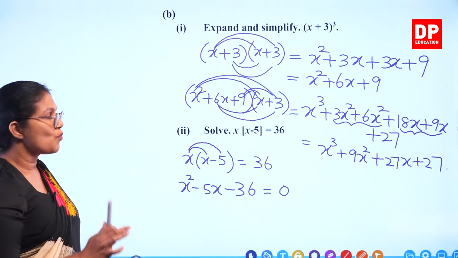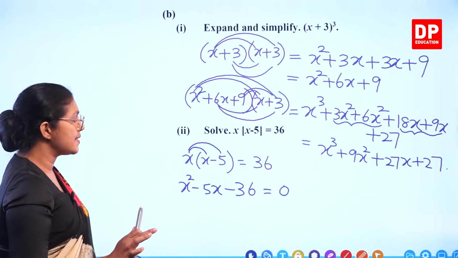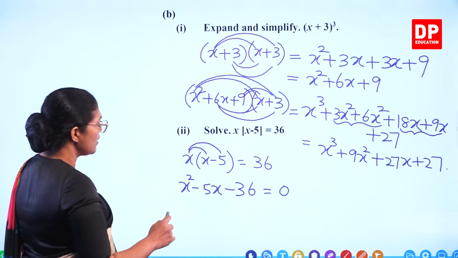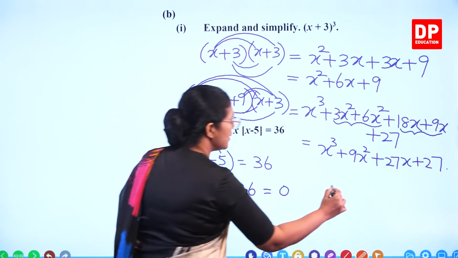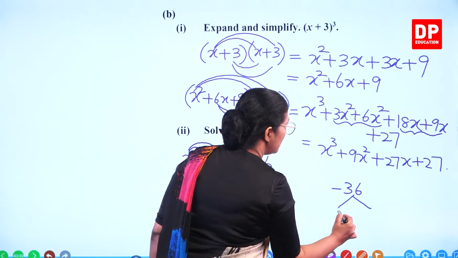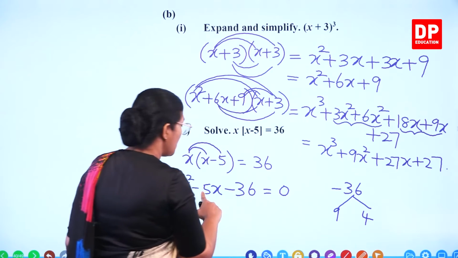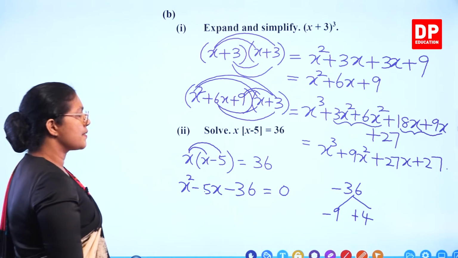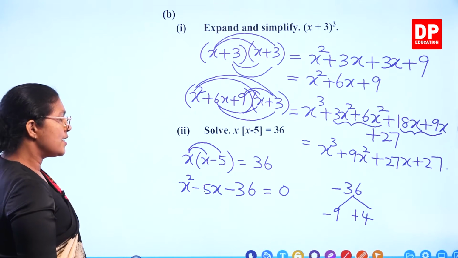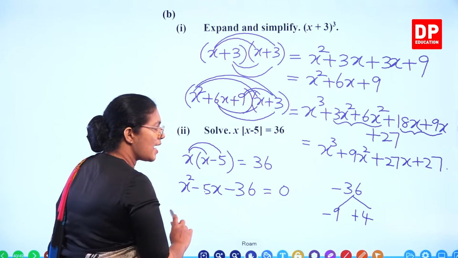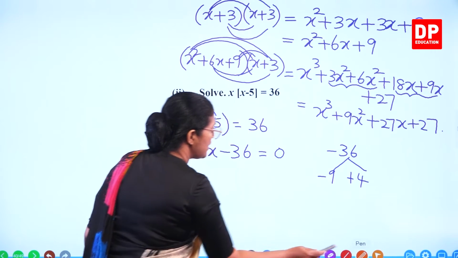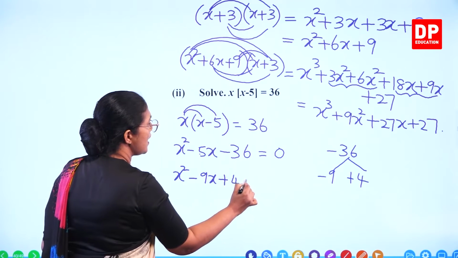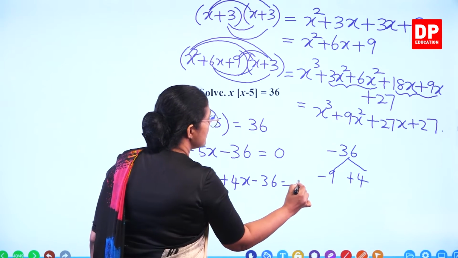Now try to factorize. What are the factors of minus 36? When you add the factors, you need to get minus 5. Easily you can get. What are the factors? 9 and 4. Middle term is minus, so that means the bigger number is minus and the smaller one is plus. Minus 9 and 4. You can straight away write down the factors are x minus 9 and x plus 4.